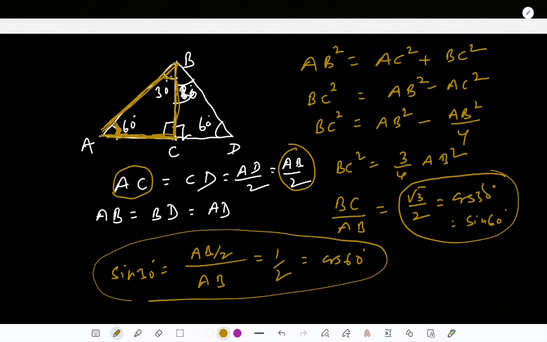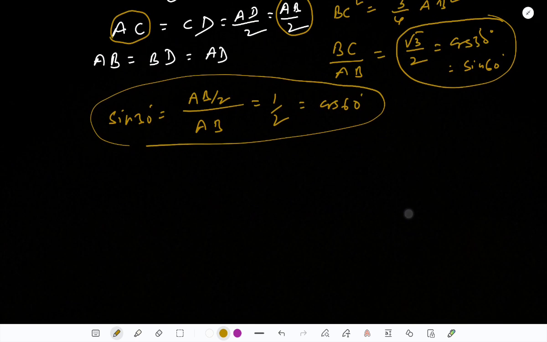You will soon see that you will be able to find sine 0 degree, cos 0 degree, sine 90 and cos 90 as well. But how can you do this? Let me give you an exercise to practice.